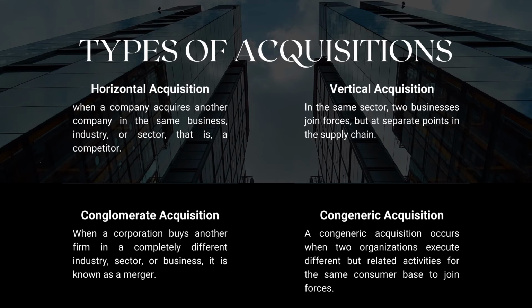Lastly, the fourth type of acquisition is concentric acquisition. Concentric acquisition occurs when two organizations that execute different but related activities for the same consumer base join forces. A bank buying a specialty financial service company, such as an insurance firm or a loan provider, is an example of this type of purchase. The acquiring company, in this example the bank, might incorporate the target firm's product line and client base into their own as well as cross-sell their items.